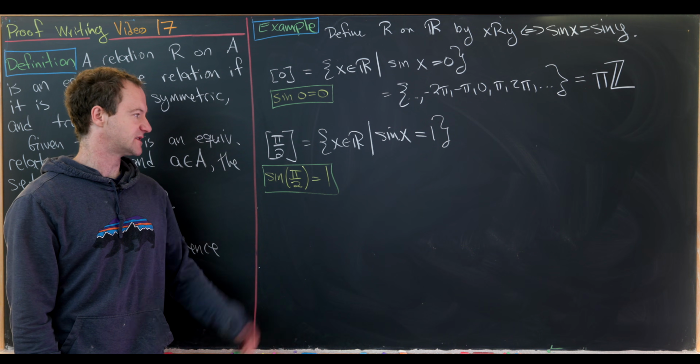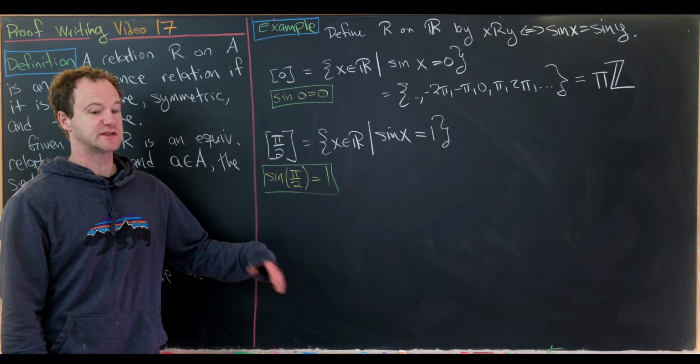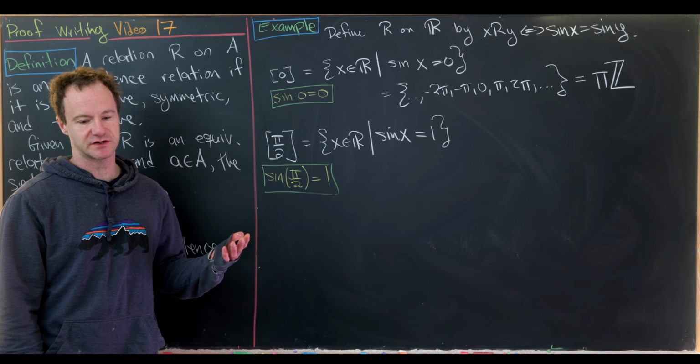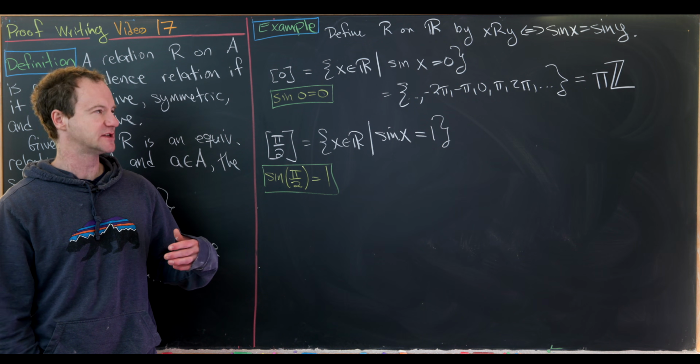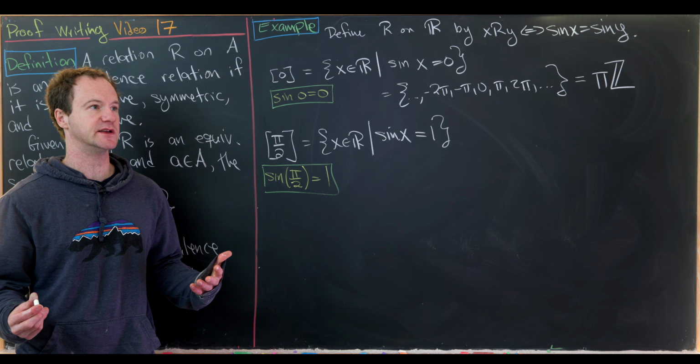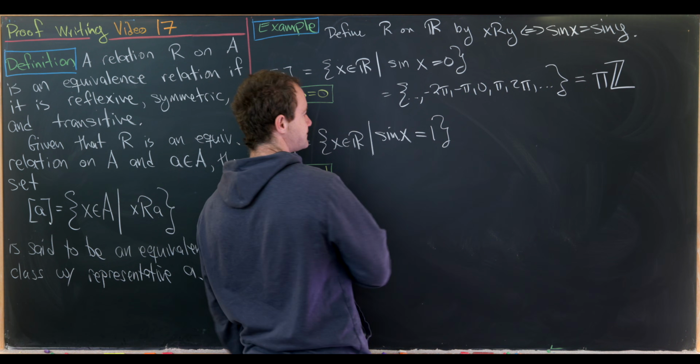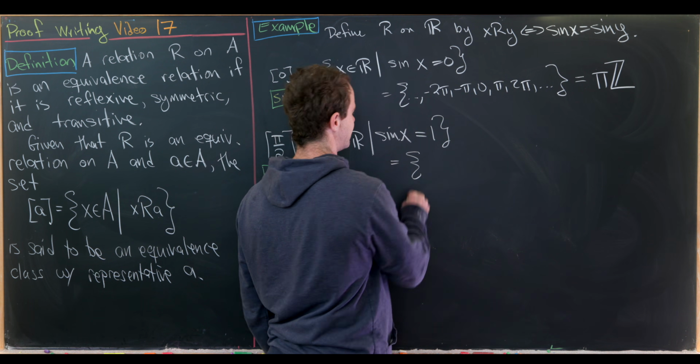So when is sine equal to 1? Well, it's pi over 2, and then it's pi over 2 plus 2 pi, which is 5 pi over 2. And it's also pi over 2 minus 2 pi. What we'll use there is the periodicity of sine. So in the end, you'll get the following set.